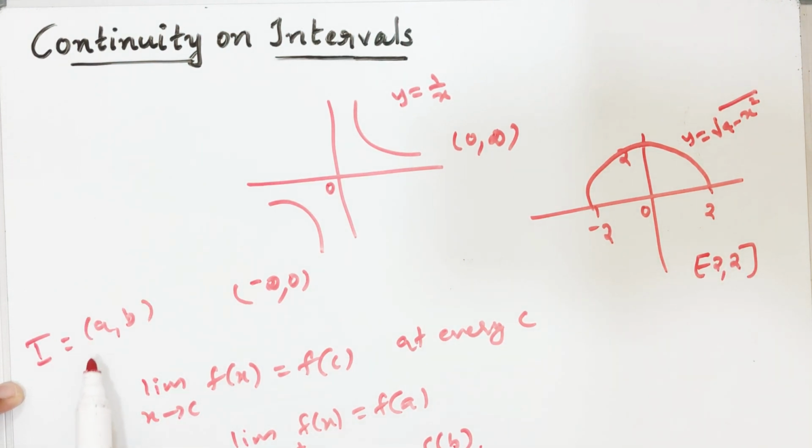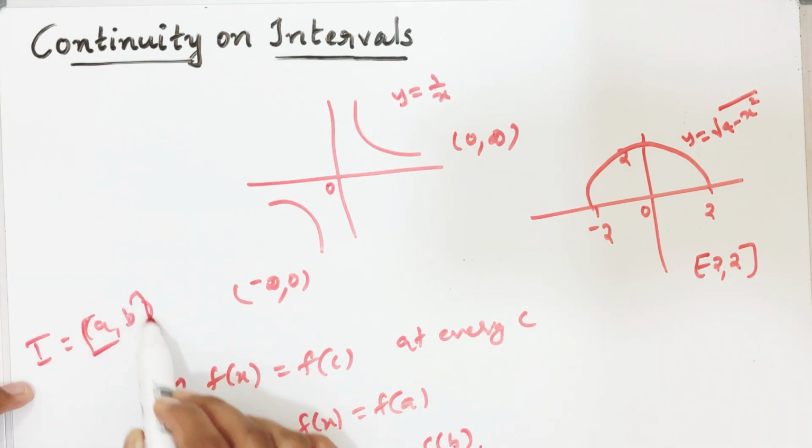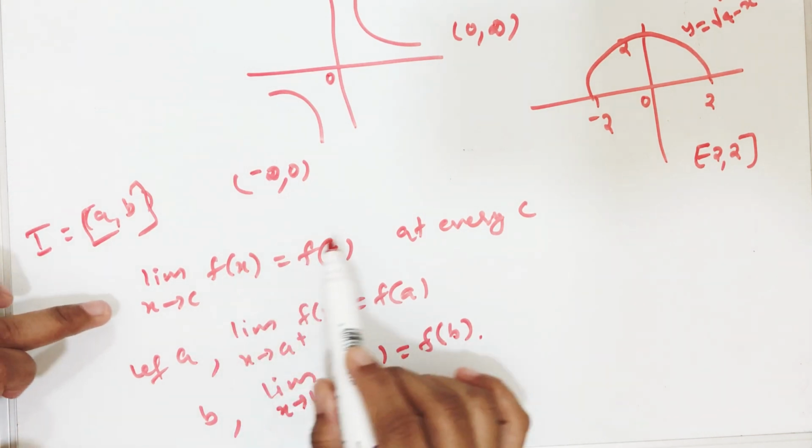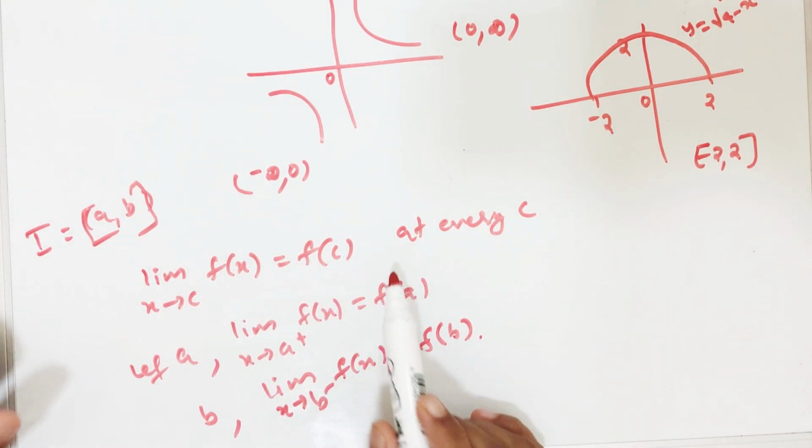Here in the open interval we need not check the continuity at the endpoints. Here a and b are not included in this interval. But if it is a closed interval, we have to check the left hand point and the right hand point. If the interval contains the end point, we have to check the continuity at the end points. Otherwise, all interior points are enough.